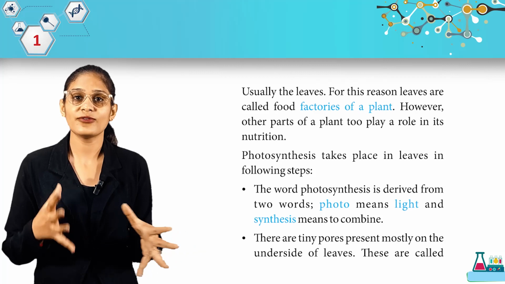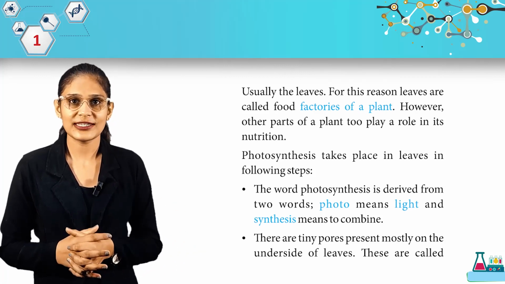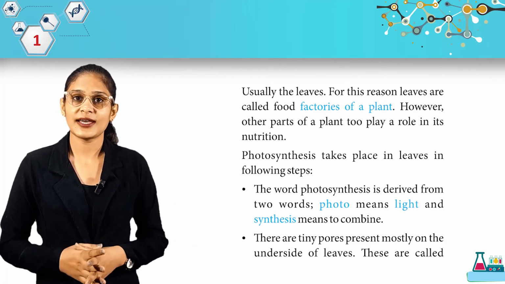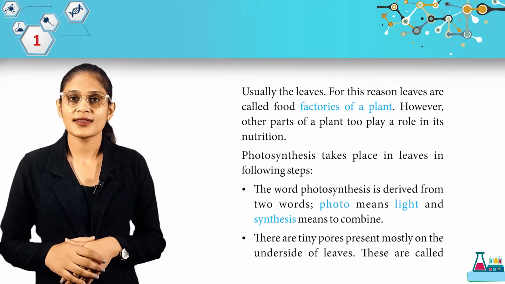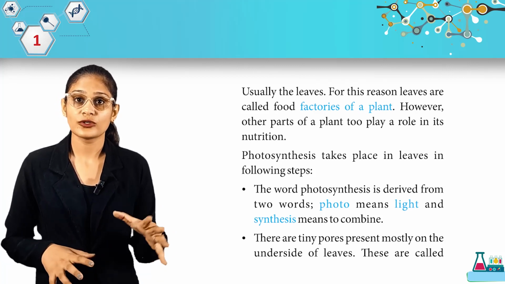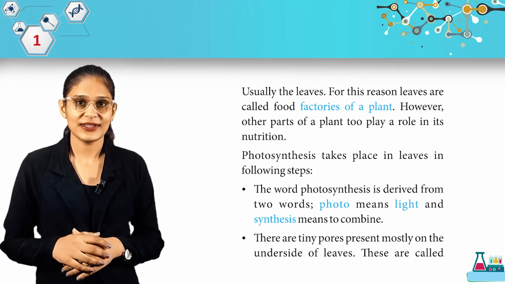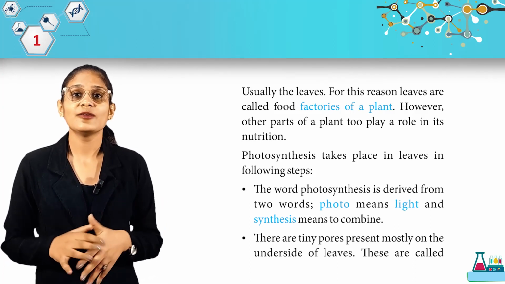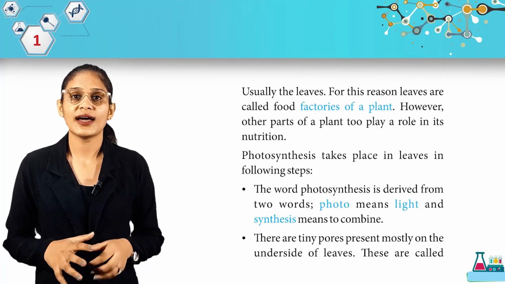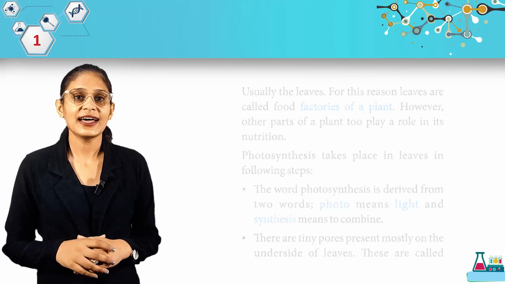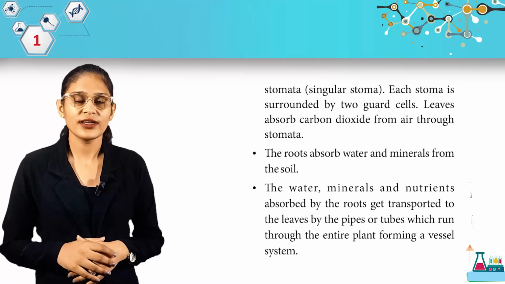So student, here we have the steps of photosynthesis. Look at the first step. The word photosynthesis is derived from two words. Photo means light and synthesis means to combine. Come to the next step. There are tiny pores present mostly on the underside of leaves. These are called stomata, singular stoma.